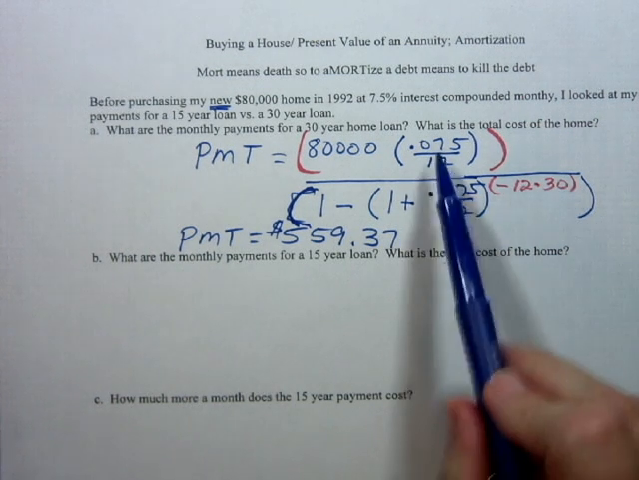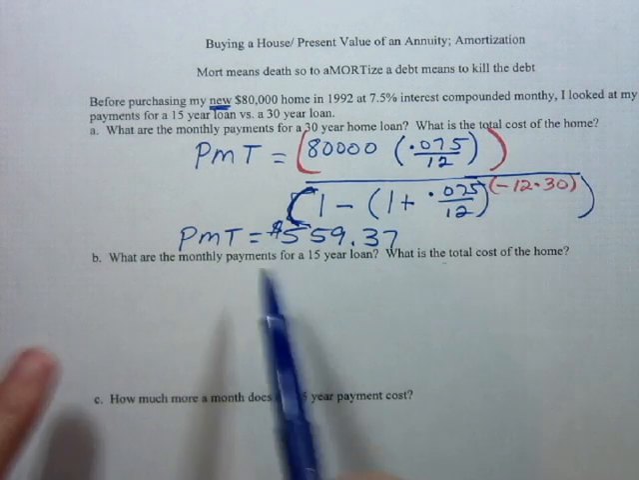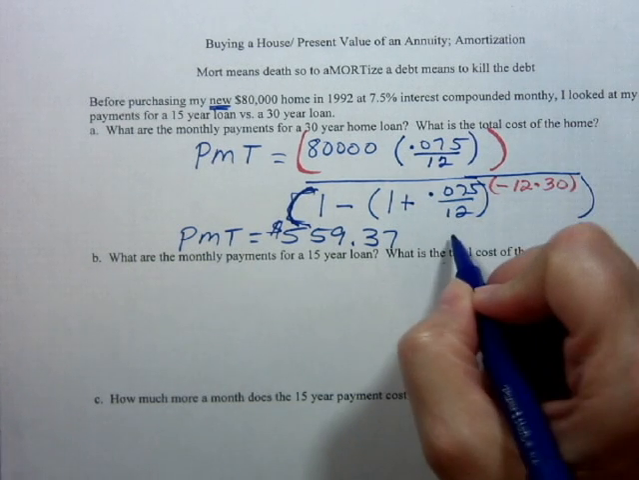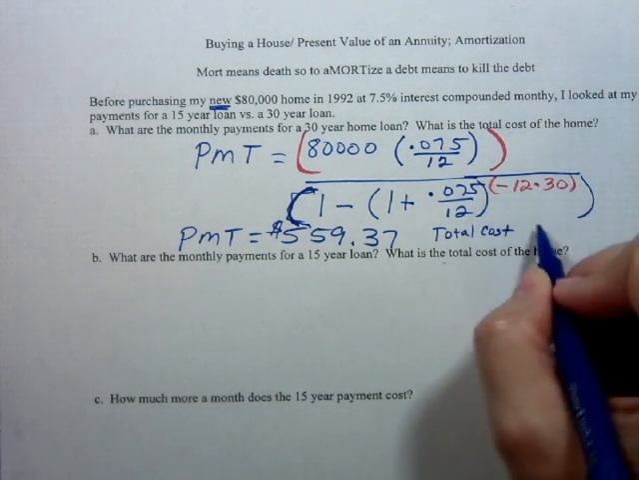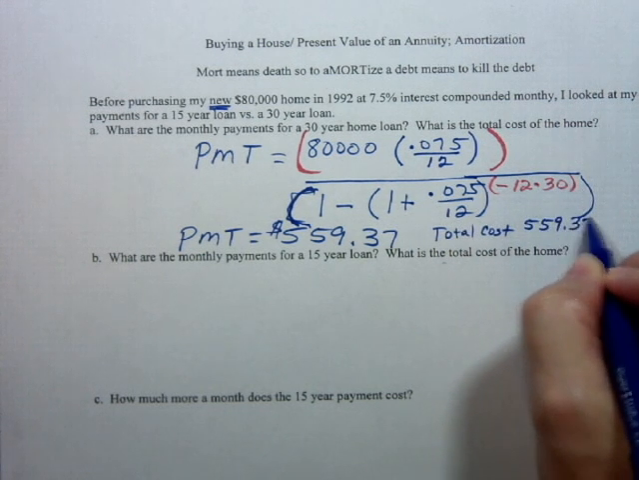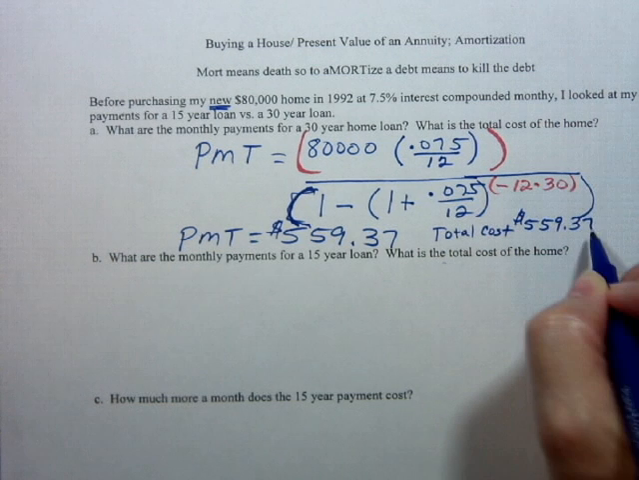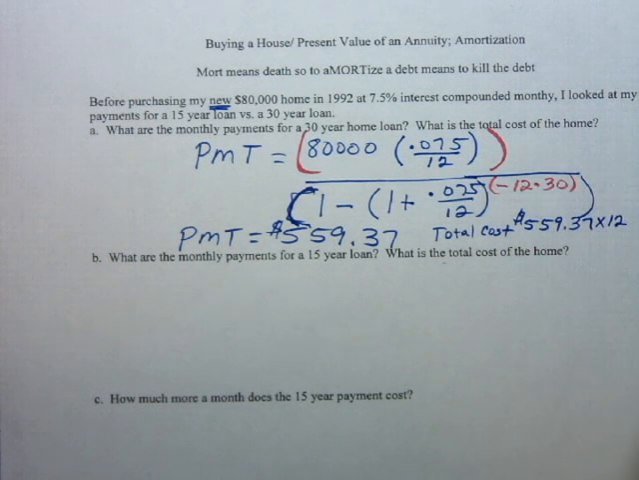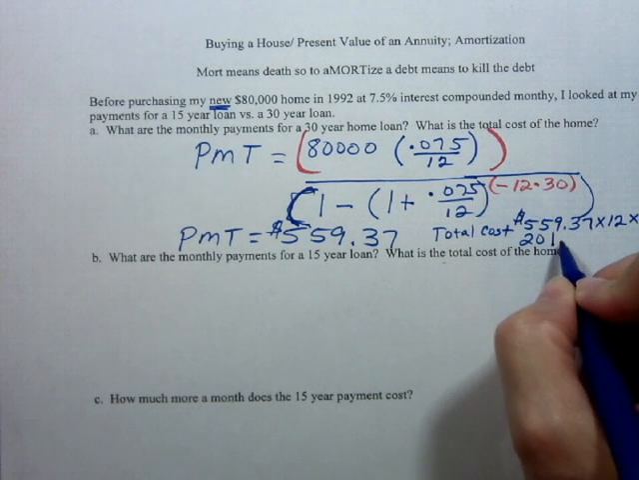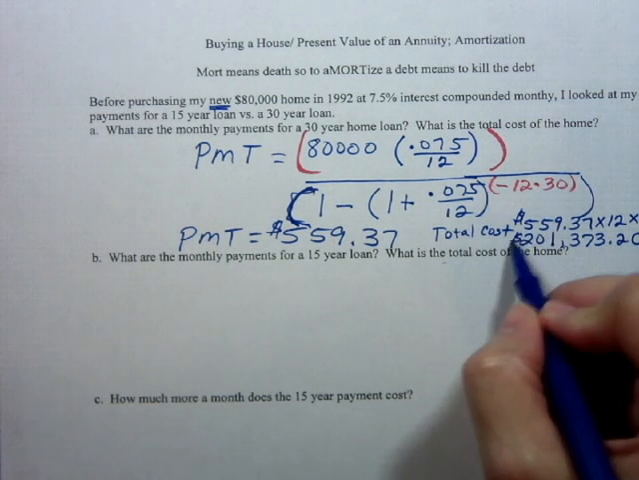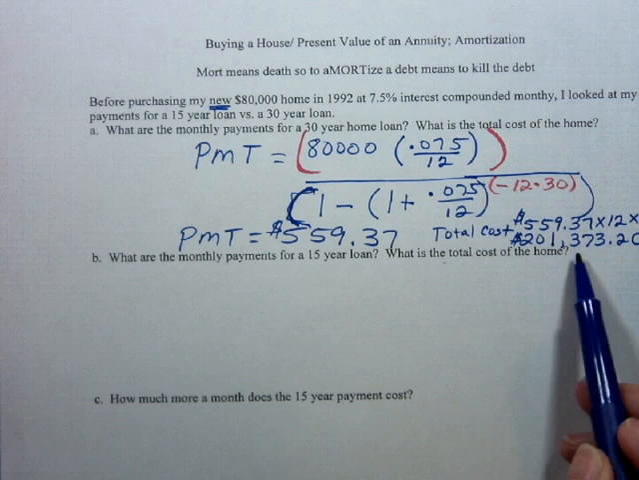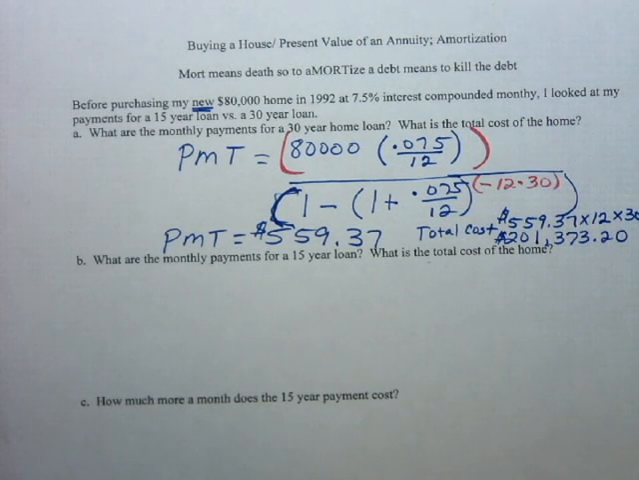Now, what is the total cost of the home? Well, if I do a 30-year loan, I'm going to do my total cost. My total cost will be that $559.37 times 12 times per year for 30 years. And that's a total of $201,373.20. That's the total cost of the house. So my $80,000 home, if I do a 30-year loan, is going to cost me over $200,000.